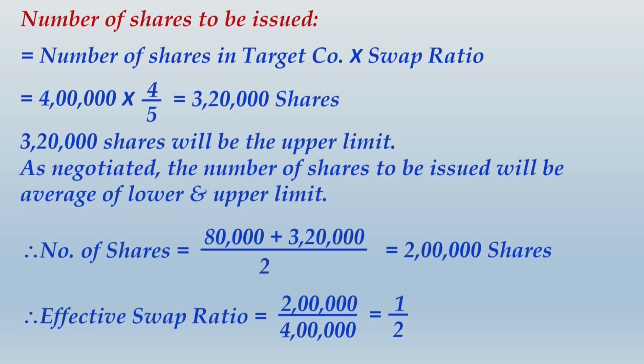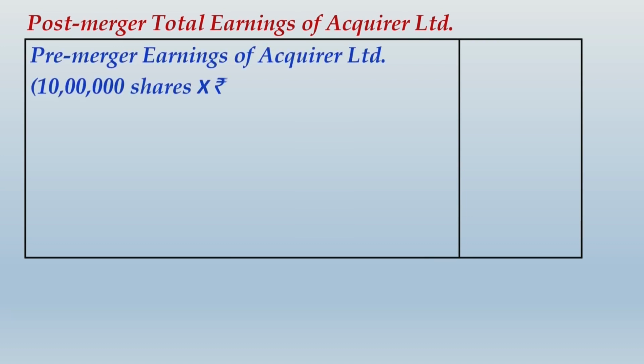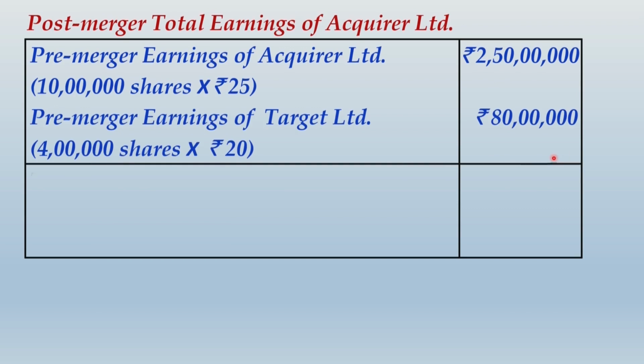Alright friends, let us move ahead and take up the other calculations. We would first arrive at the post-merger total earnings of acquirer limited. What we generally do is take the pre-merger earnings of both the companies. This time, we don't know the profit of the two companies on overall basis, but we know the number of shares, and we have also determined EPS. Number of shares into EPS will give you the total earnings before the merger. So for acquirer limited and target limited both computed, you are going to take the aggregate as total earnings.